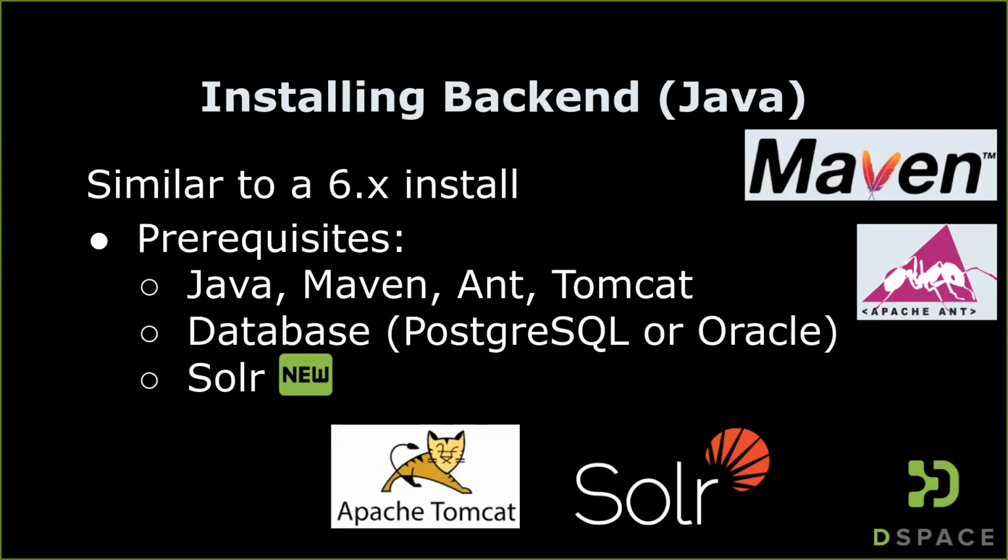But going into the full installation, the backend, as you saw in the diagrams, is quite similar to the past backend. So it's a lot of similar tools here. You're going to see Java, Maven, Ant, Tomcat. You need a database back there, either Postgres or Oracle. The new thing here is that Solr has to be installed alongside those.